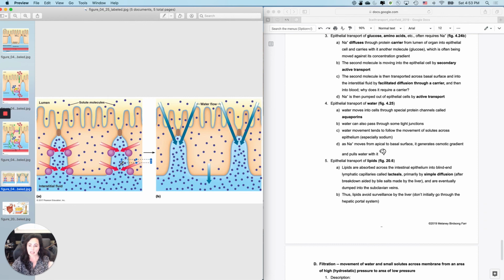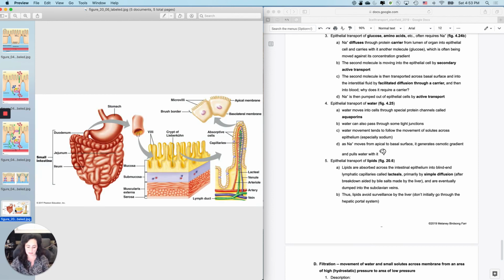And then the last one of the epithelial transports is just to talk about, well, what about lipids? How do you absorb lipids in the intestine? Well, remember, we absorb lipids not directly into the bloodstream, but into these little guys called lacteals, which are represented in green right here. So lipids are absorbed across the intestinal epithelium into lacteals, and it's primarily simple diffusion because, of course, they're lipid soluble. They're eventually going to be dumped into the bloodstream, but not immediately. Thus, as we said in the metabolism chapter, lipids avoid surveillance by the liver because they don't initially go through the hepatic portal system.